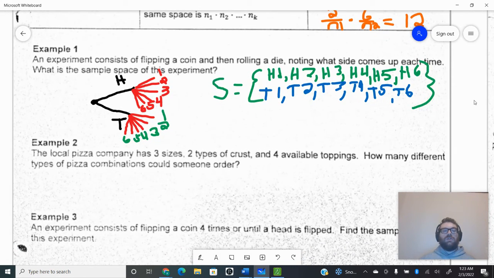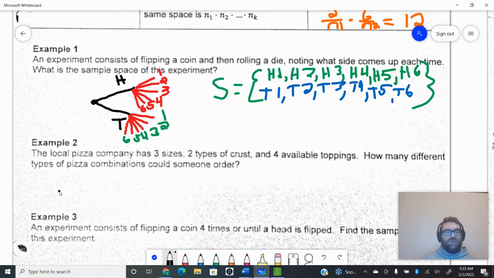So here, a local pizza company has 3 sizes of pizza, 2 types of crust, and 4 available toppings. How many different types of pizza combinations could someone order? So you ask yourself, are these dependent? How about 3 sizes? Let's assume small, medium, and large. If I get a small pizza, does that affect the type of crust I'm getting? No. Does it affect the toppings I'm getting? No. So what we're going to end up doing is, because they don't affect each other, we'll just have to end up multiplying them all together.